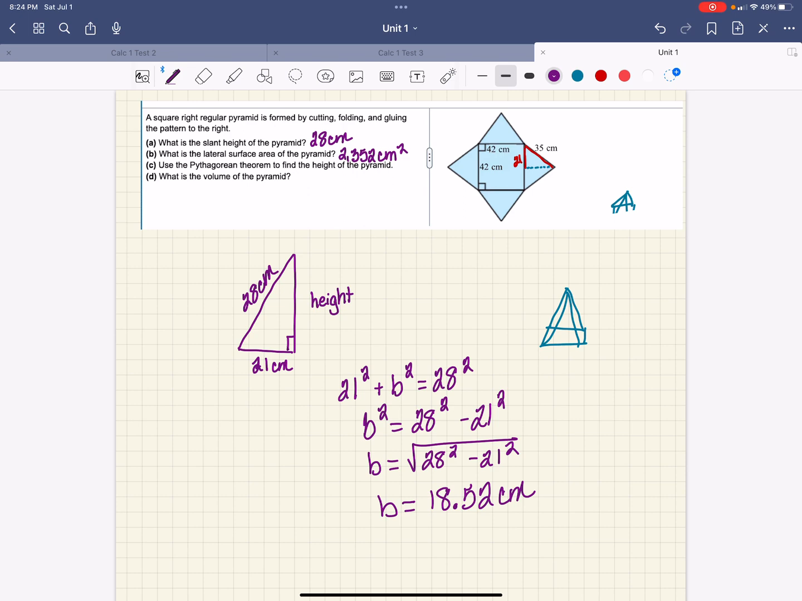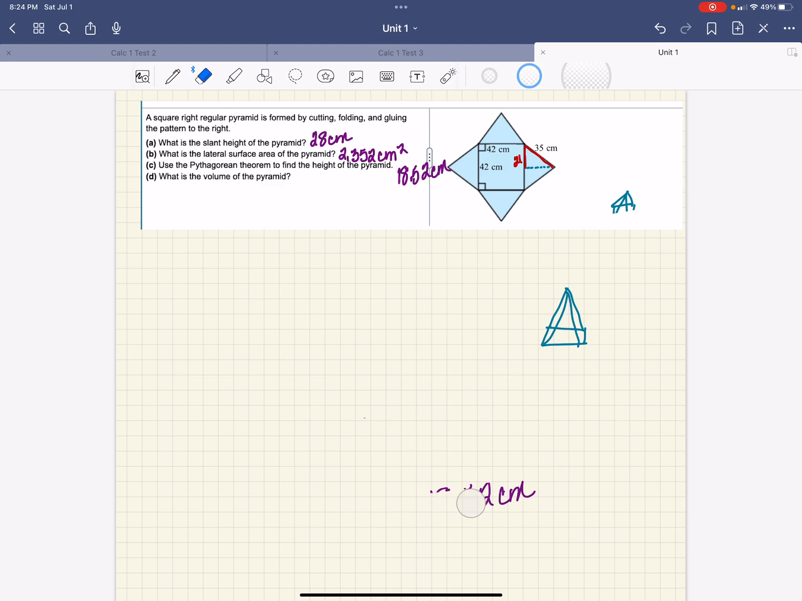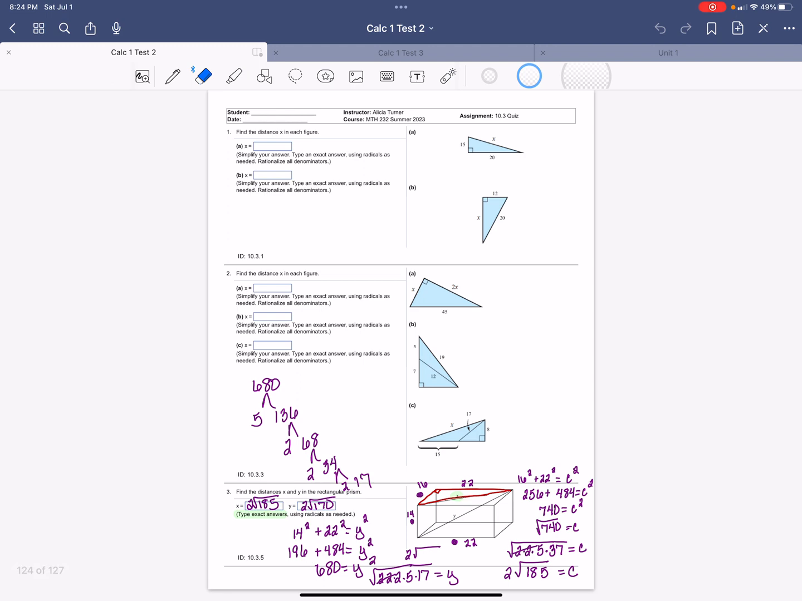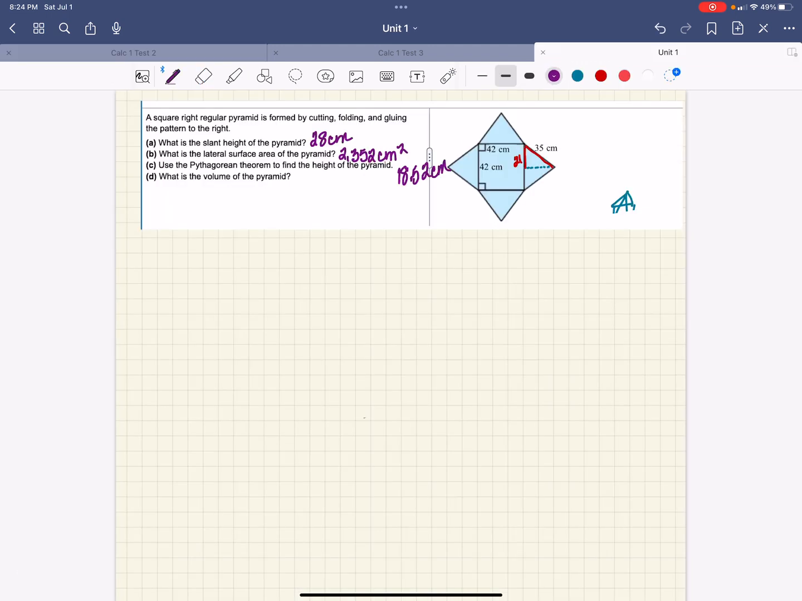We're not talking about anything squared, because for this, we're talking about a height. Now, when we're talking about lateral surface area, that was squared. So we had centimeters squared. But the height of the pyramid is 18.52 centimeters, because that's the height. And then the last thing that we have to figure out is our volume. And lots of times I think volume is easier to think about than surface area. I think surface area is sometimes difficult.